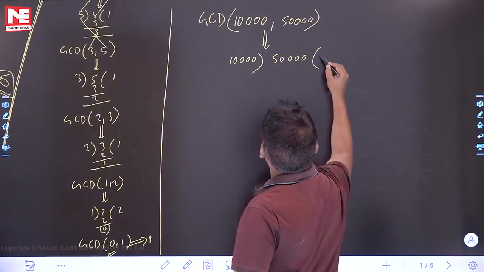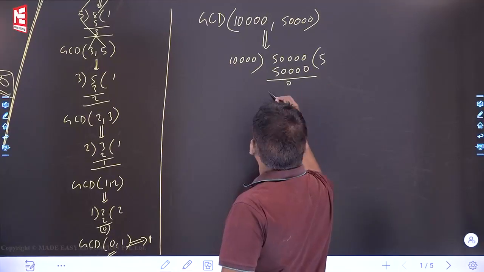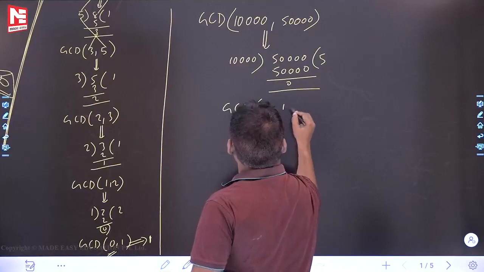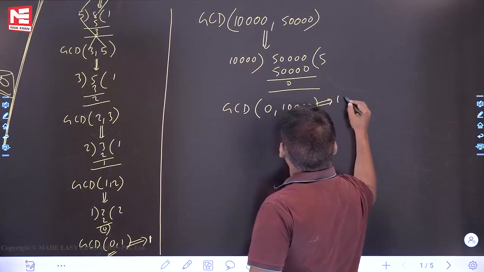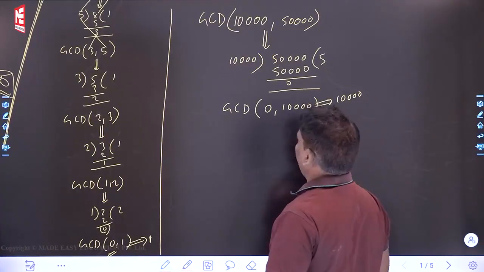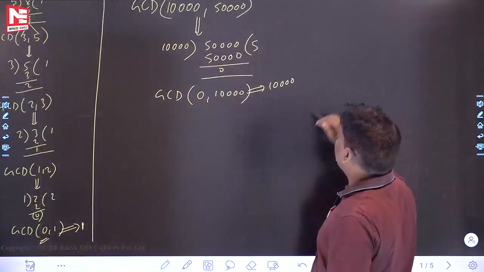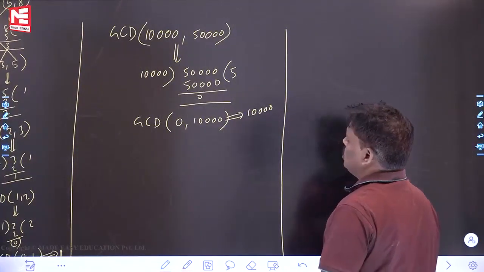What is the answer? 5 times, it became 50,000. The remainder is 0. What is the next one? GCD of 0 comma 10,000. Everyone knows, one number is 0, so the next number is the answer. Answer is 10,000. I am thinking that you are okay with the second example also. See the third example.